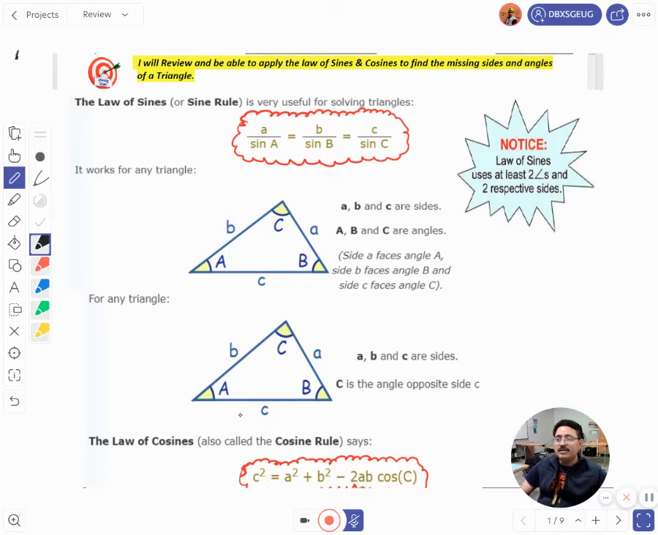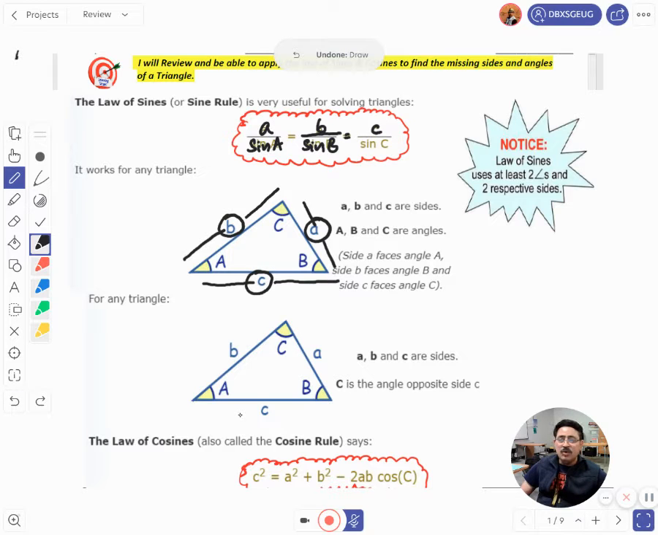First one is law of sine: a over sine A. Please remember the small or lowercase letter here indicates the side. The lowercase letters indicate the sides and the uppercase letters indicate the angles. So a over sine A, b over sine B equals c over sine C. Though there are three fractions, we'll be using only two fractions, not all three, while computing.